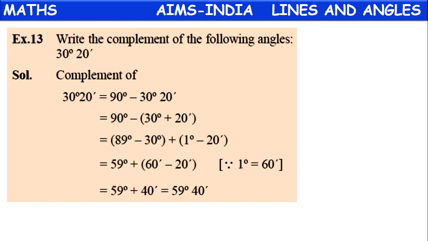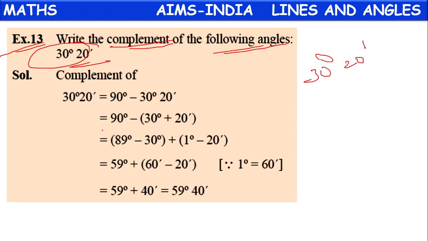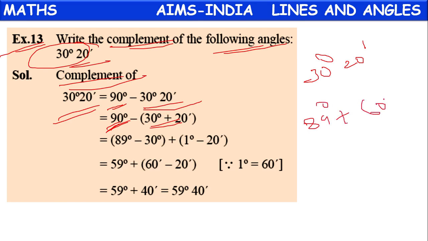Next, children. Write the complement of the following angles. 30 degrees 20 minutes. Complement of 30 degrees 20 minutes. Complement means 90 minus the given angle. 90 minus 30 degrees plus 20 minutes. So this 90 degrees can be written as 89 degrees plus 60 minutes.